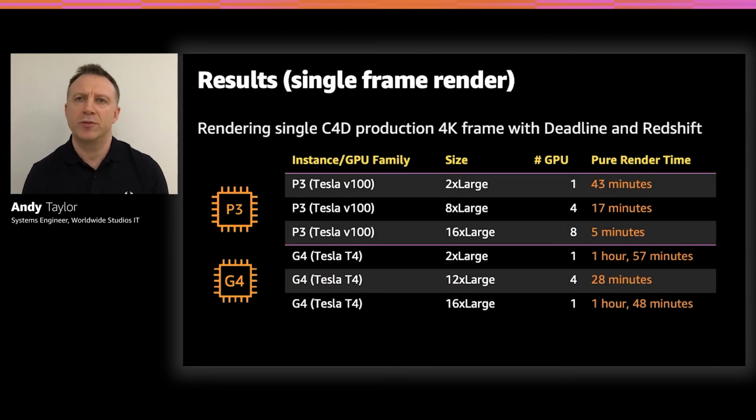So now onto some results for a single 4K render using both P3 and G4 instances with all GPUs processing the single frame. Now, as you can see, there's an almost linear reduction in render time as we proportionally increase the number of GPUs. Now, bear in mind, however, this is the pure render time on the GPU, and this doesn't factor in that there are other CPU-based processes happening at the start of the render on each node. For example, we get Redshift texture conversions, we're obviously loading Cinema 4D files and initializing renderers.